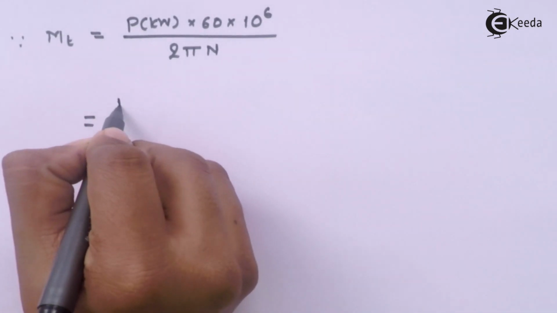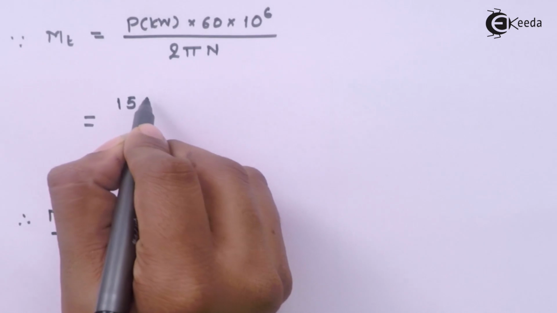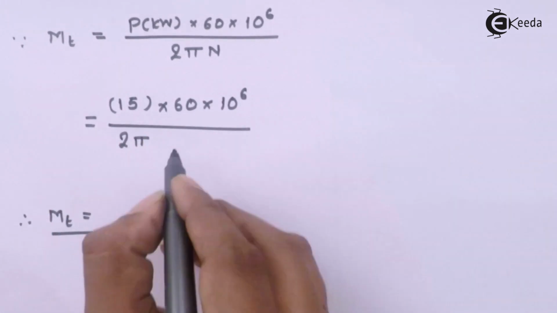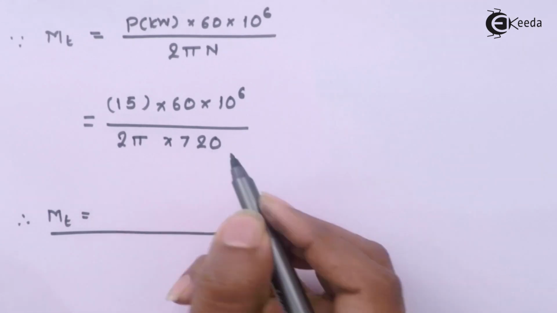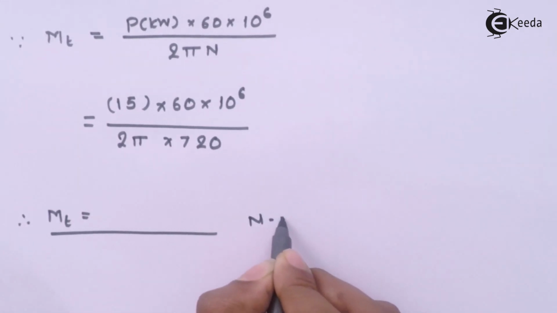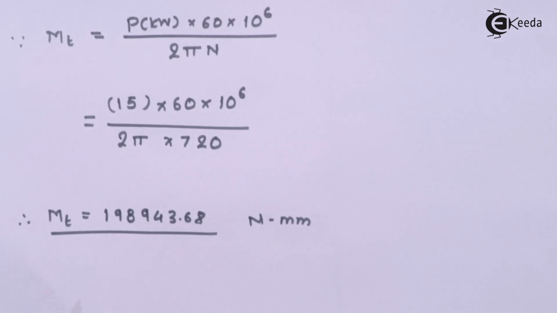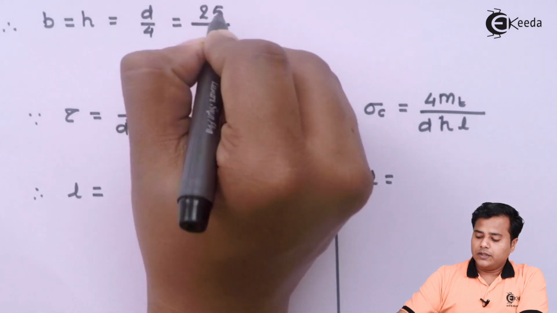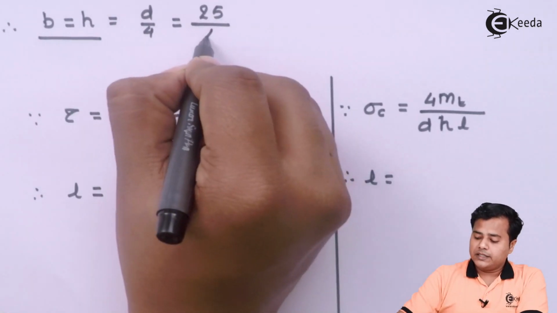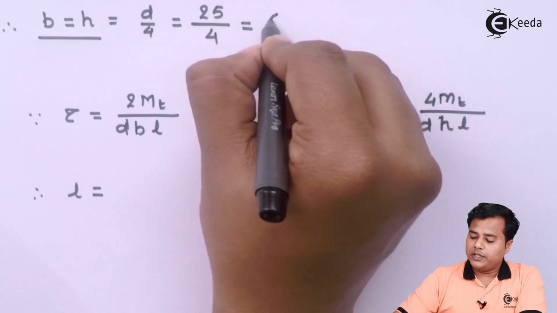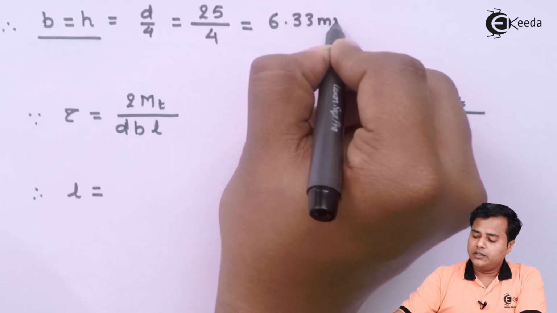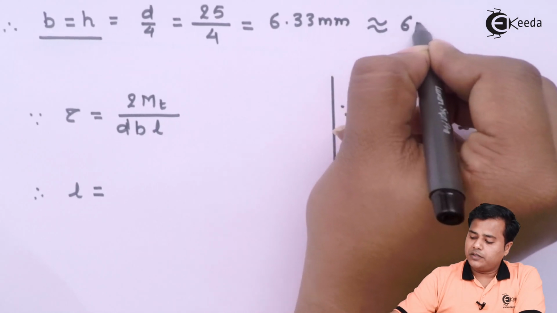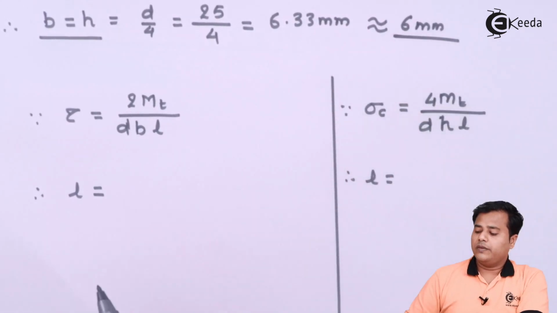We have been given 15 kilowatt power transmitted at the designated speed of 720 rpm. So the value of the torque to be transmitted comes out in Newton millimeter. That is the value of torque we need to consider for the design of the key. The next thing is, we'll go by the ISO standard, and the value of breadth or height should be one fourth of the diameter. So it comes out to be somewhere around 6.33 millimeter. So let us say precisely 6 millimeter. As it is directly proportional, we'll keep it the same.